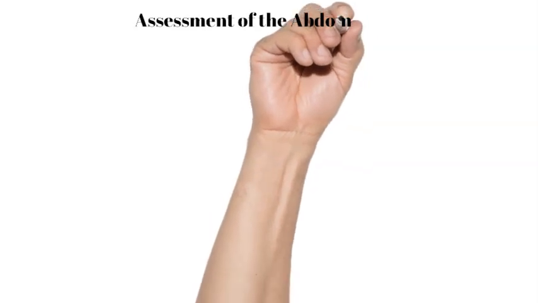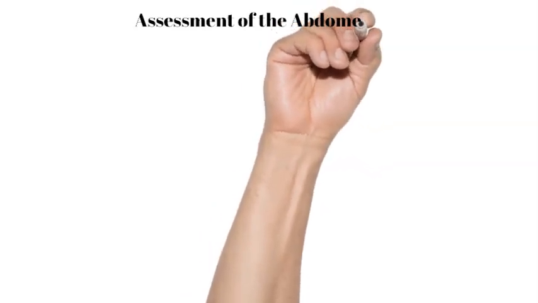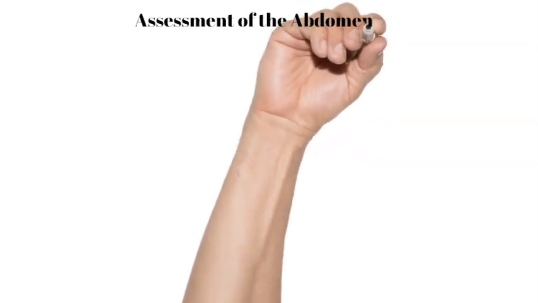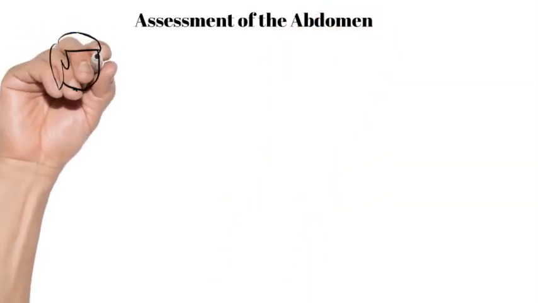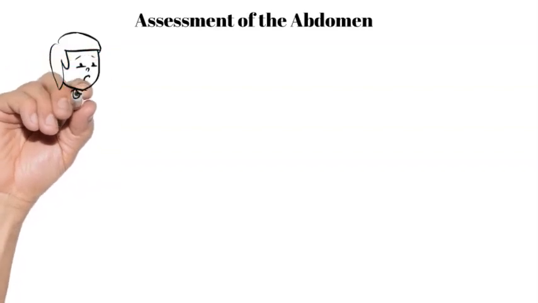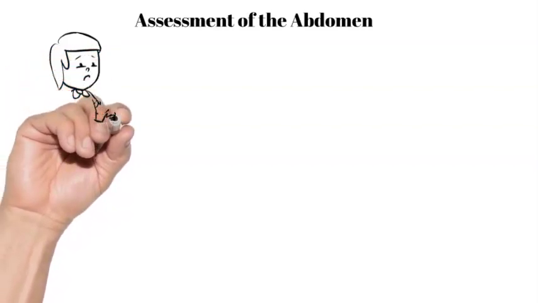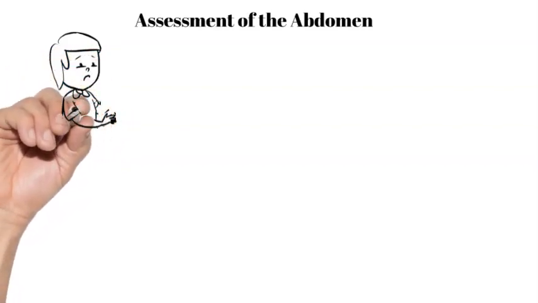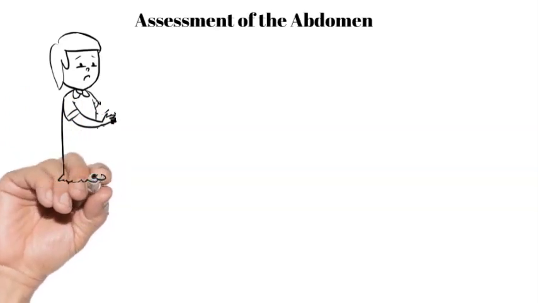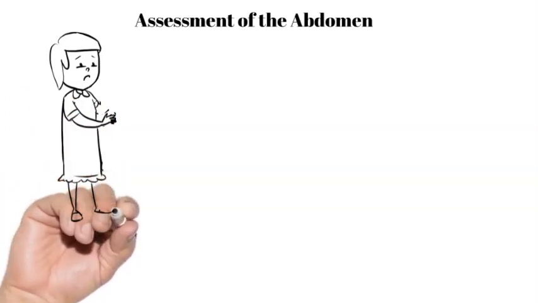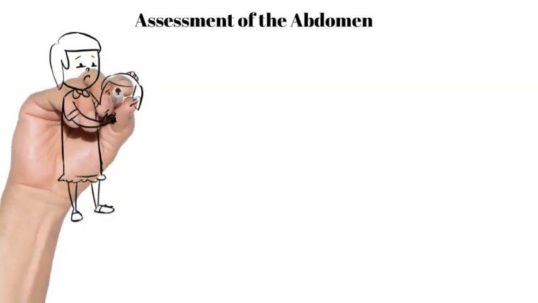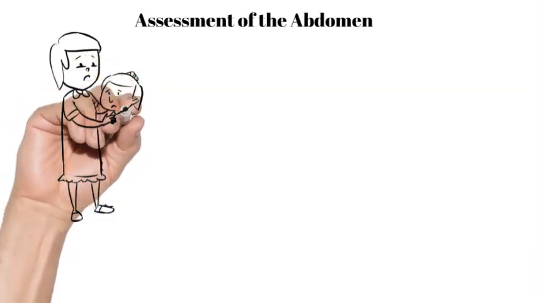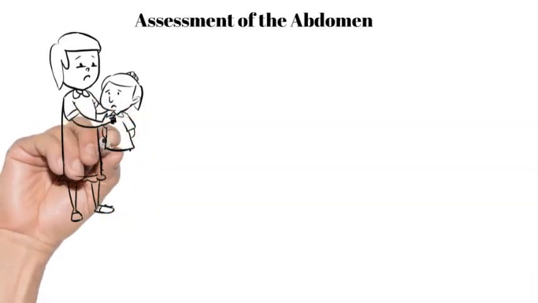After auscultation, you will want to percuss the abdomen to assess for any abnormal fluid or air-filled areas. Normal percussion should produce a resonant sound. Dullness could indicate fluid accumulation or an abnormal mass. Next, you will want to palpate the abdomen using your fingertips. Begin with light palpation to assess for any tenderness or pain. Then, move on to deep palpation to assess for any masses or organ enlargement.